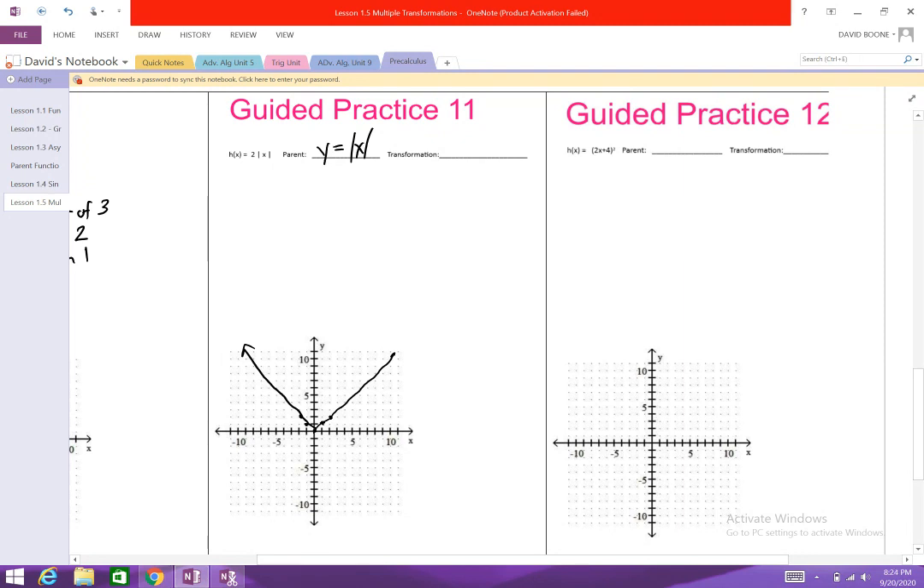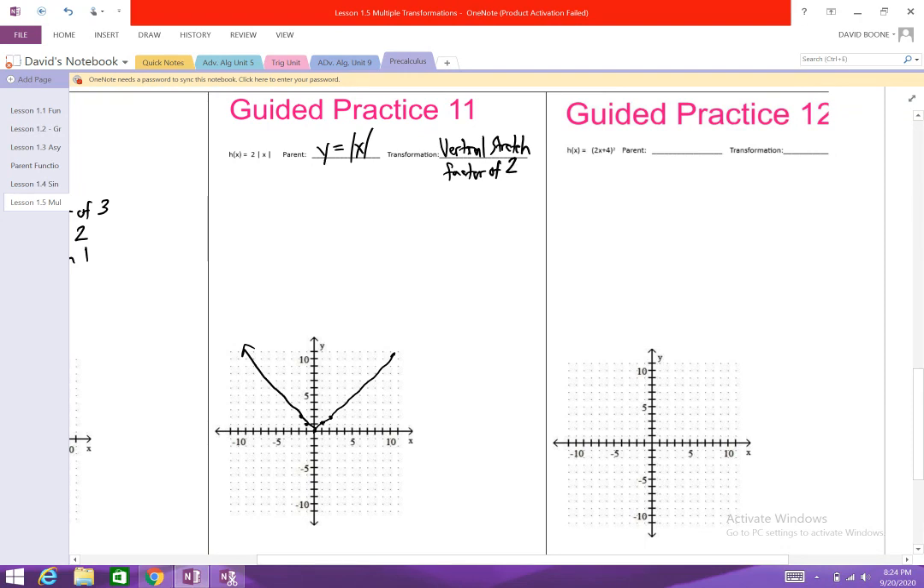And let's look at the transformation here. Only one thing is happening here. There's just a 2 out front, so it's not inside the parentheses. So this is some type of vertical change. It's being multiplied, so it's a vertical stretch. And because it's outside, we don't have to think opposite. So it's a vertical stretch with a factor of 2.